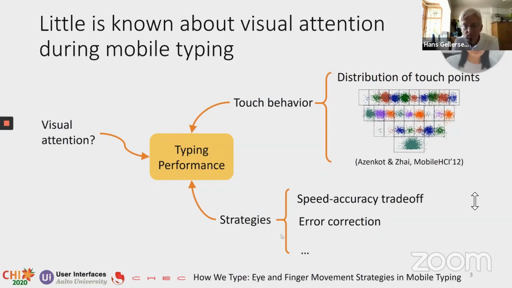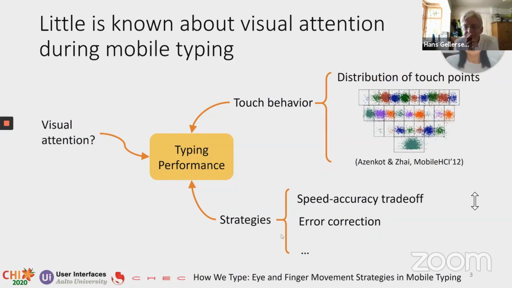So the studies about mobile typing showed extensive results on the typing performance, including the typing speed, error rate, and so on. They also analyzed the touch behavior, such as touch point autocorrection. At the same time, the typing strategies, like how to balance their speed and accuracy and how the errors were corrected, were also investigated. However, as we discussed before, typing on a soft keyboard relies on visual guidance, and the user's behavior related to eye and finger movement is not fully understood.